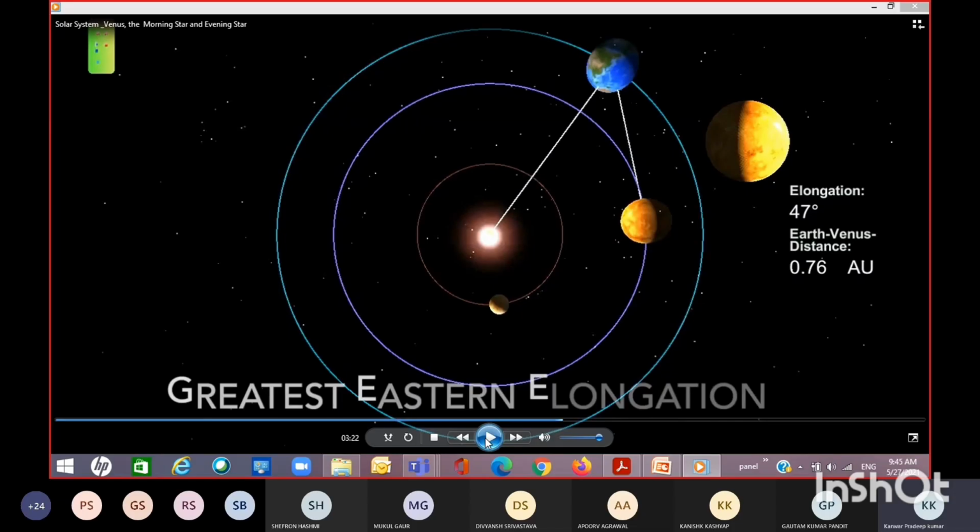Yes or no? Let us see the other side. Maybe the Earth is visible better over there. Oh, sorry, here it's written down below. Greatest eastern elongation, down below is written. I think this is the Asian continent. You can see Japan also over there. I think it is that one. Easterly elongation. Let's move on.